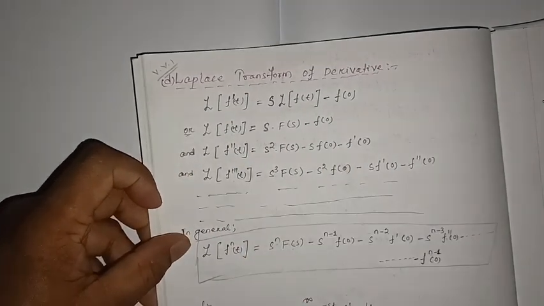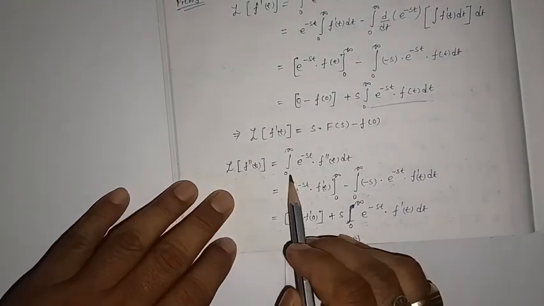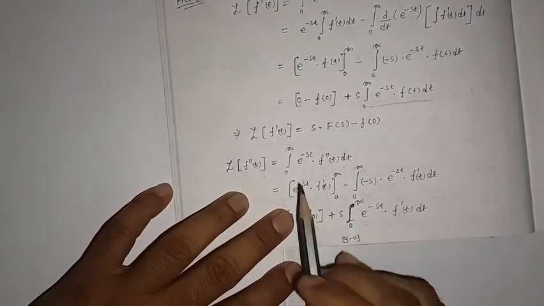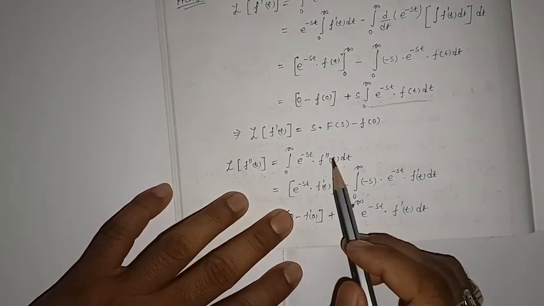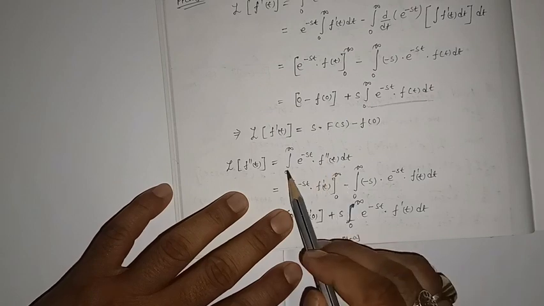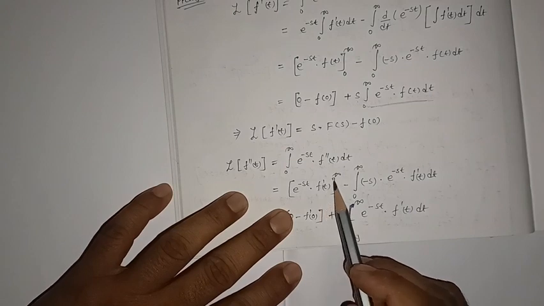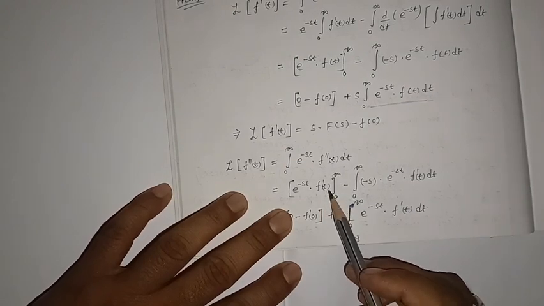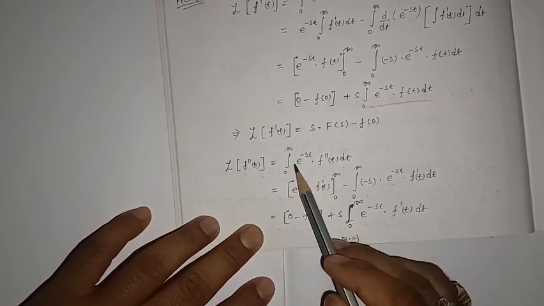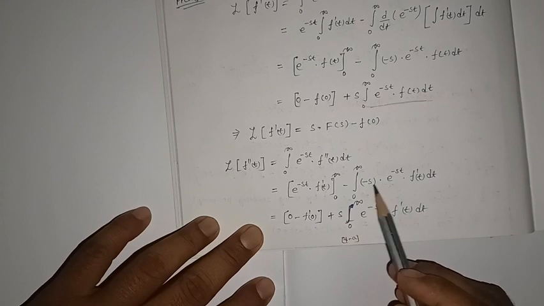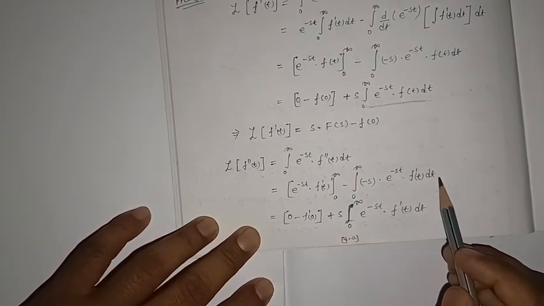Now we are going to go for the second one: the second derivative and its corresponding Laplace transform. We can write it like this. As this is an unknown function, we consider e to the minus st as the first function and the second derivative as the second. If I integrate, one derivative is removed and f dash t comes up, with the limit 0 to infinity, minus the derivative of e to the minus st, which is minus s e to the minus st, times the integral of f dash t dt.